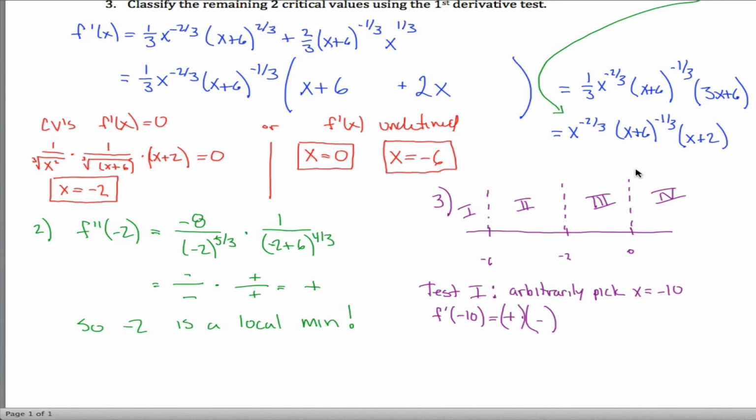In other words, the cube root of -4 is down in the denominator. The cube root of -4 is a negative number. 1 divided by a negative number is a negative number. The second term is negative.